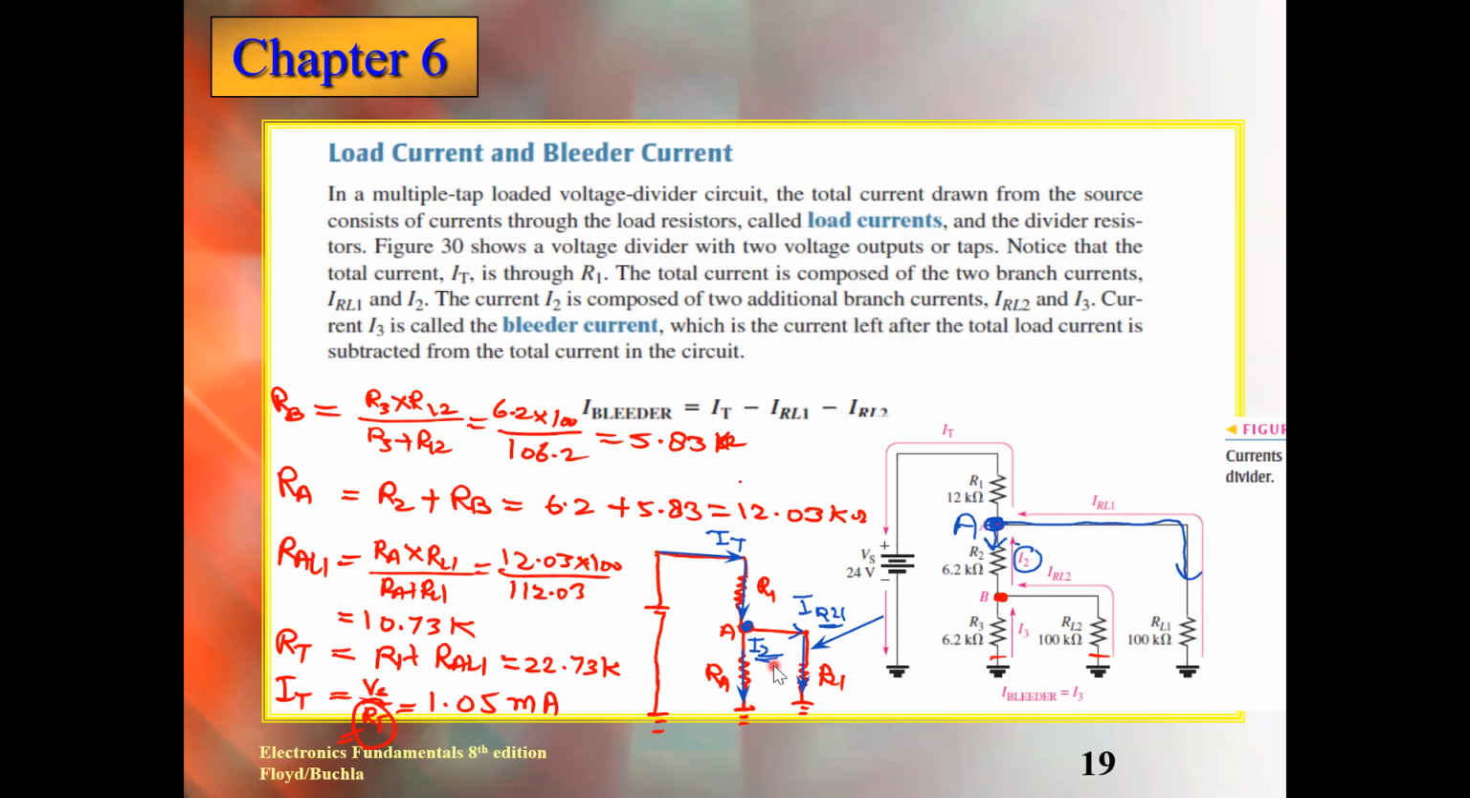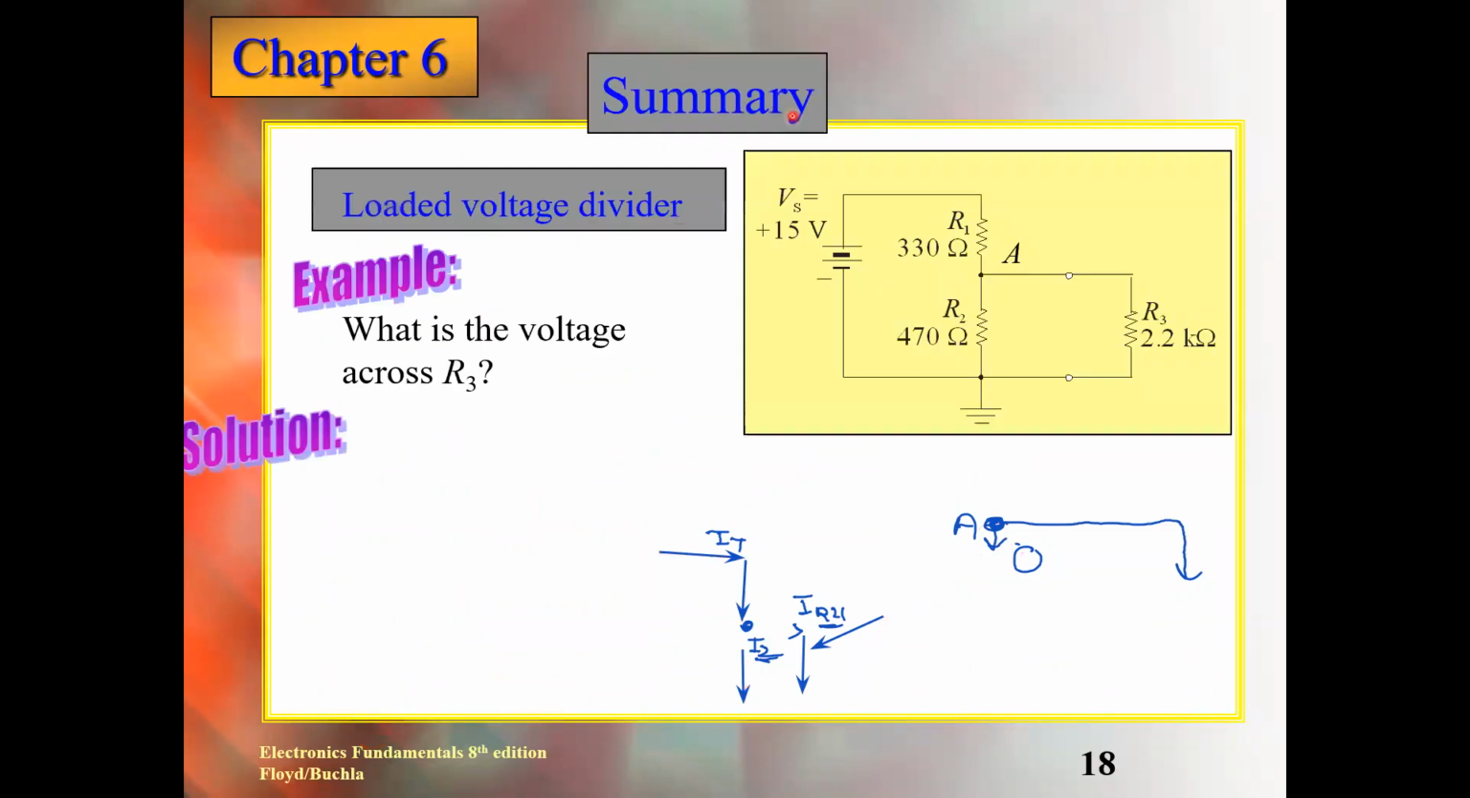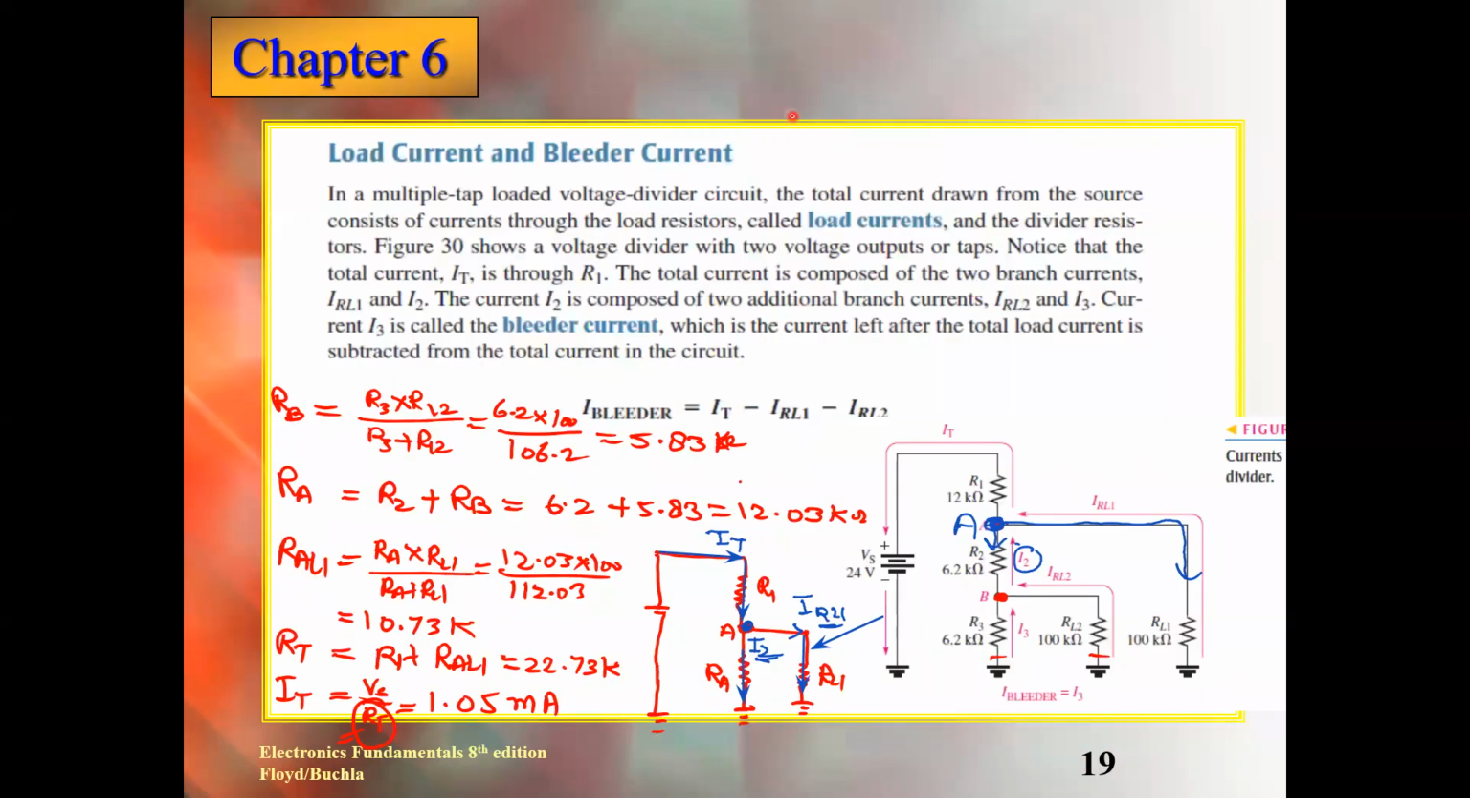Current divider rule. So why are you not saying current divider rule quickly? Why are you taking this much time? So we can apply current divider rule because the current is dividing into two parts. So apply current divider rule and calculate IRL1. So tell me the formula now. I want to calculate the current IRL1. What will be the formula? Current divider formula.